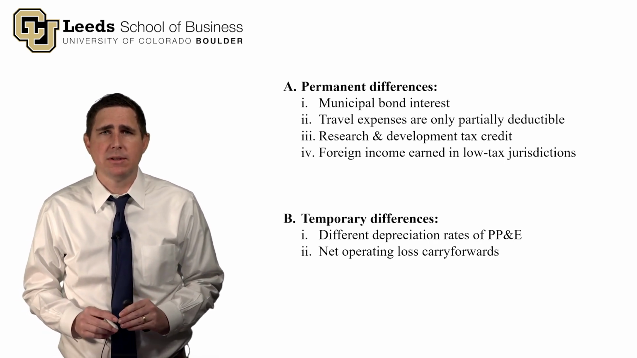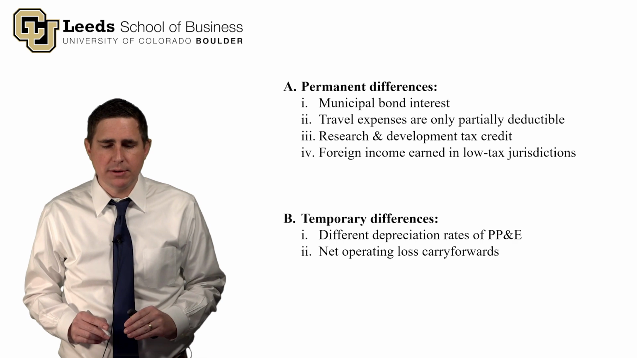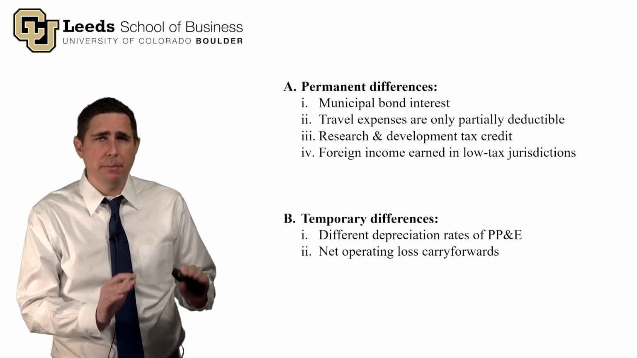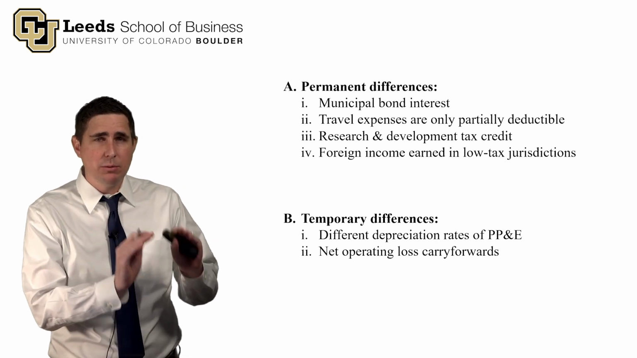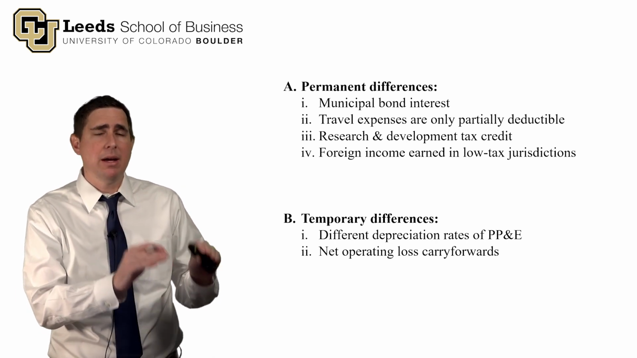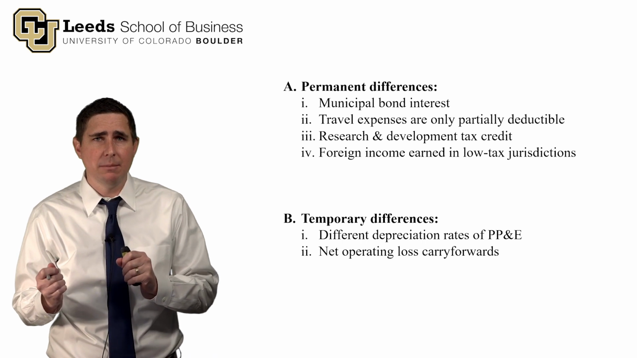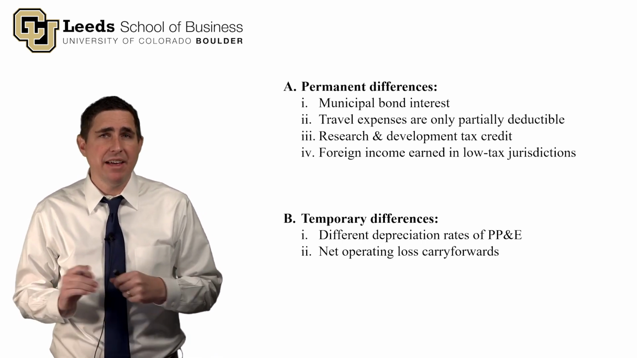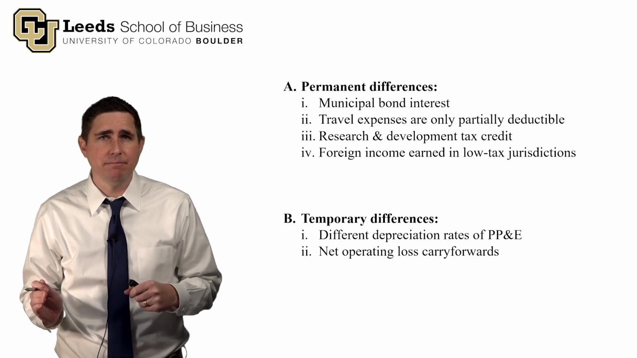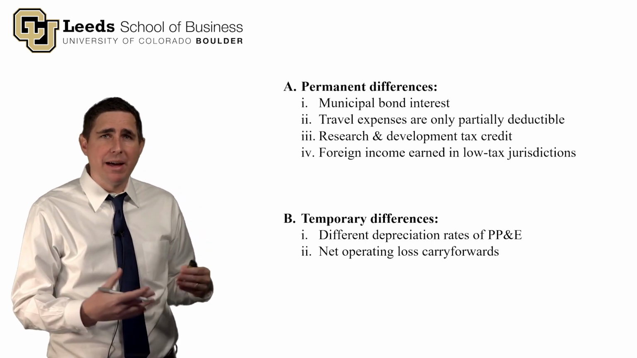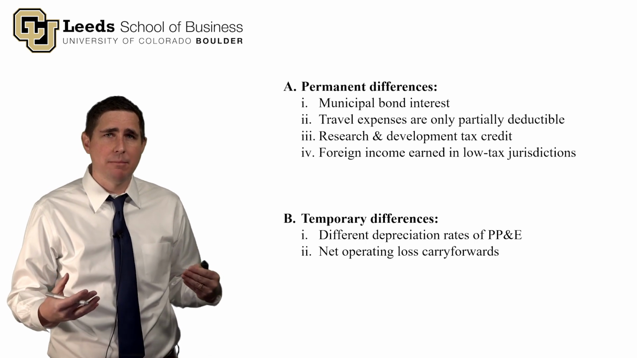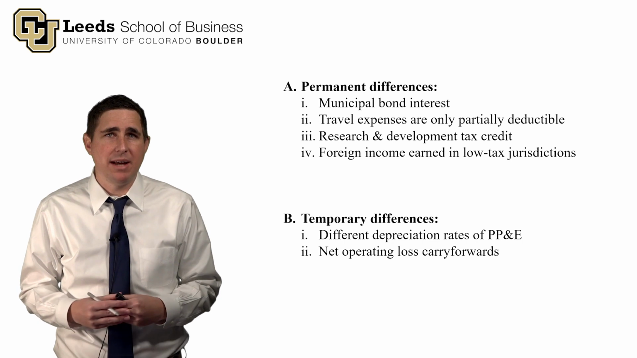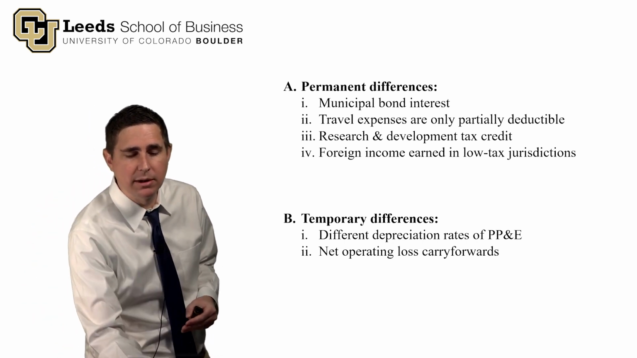First, permanent differences. Municipal bond interest. Companies can invest in bond offerings of municipalities. They lend money to municipalities, and the municipality pays interest to the company that lent the money. Well, that interest income, for a company's purposes, they don't have to pay taxes on that income. So even though it might show up on the GAAP income statement as interest income, the company doesn't have to pay taxes on that income. And they never have to pay taxes on that income, okay? So it's a permanent difference.